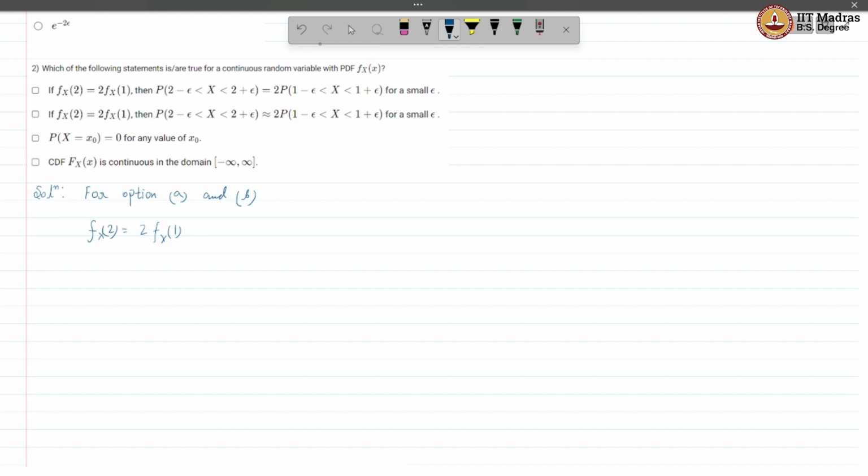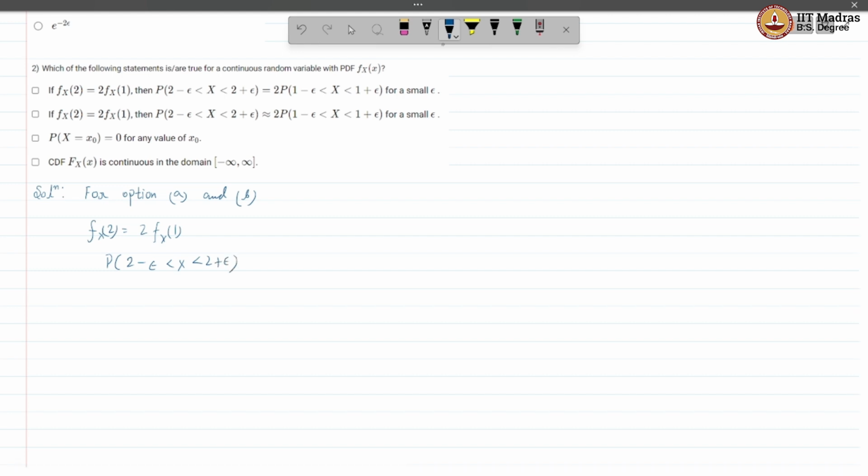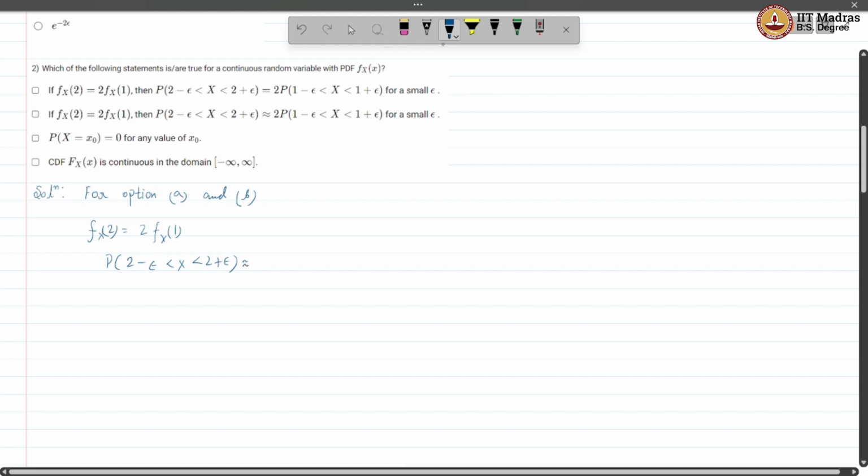So the probability that x is greater than 2 minus epsilon and less than 2 plus epsilon, as epsilon is a very small number, is approximately equal to fx2. And similarly, the probability that x is greater than 1 minus epsilon and less than 1 plus epsilon is also approximately equal to fx1, as epsilon is a very small number.